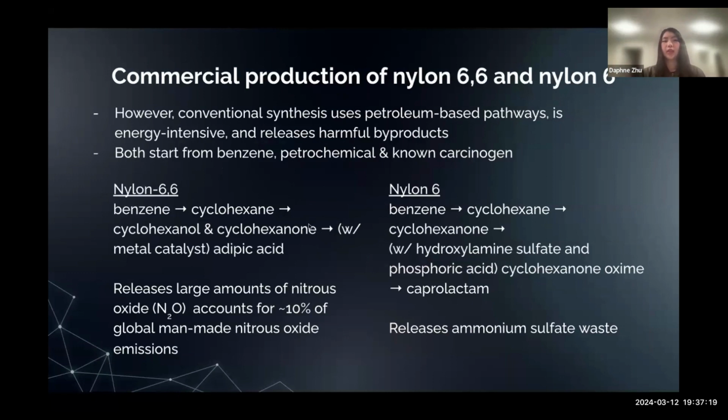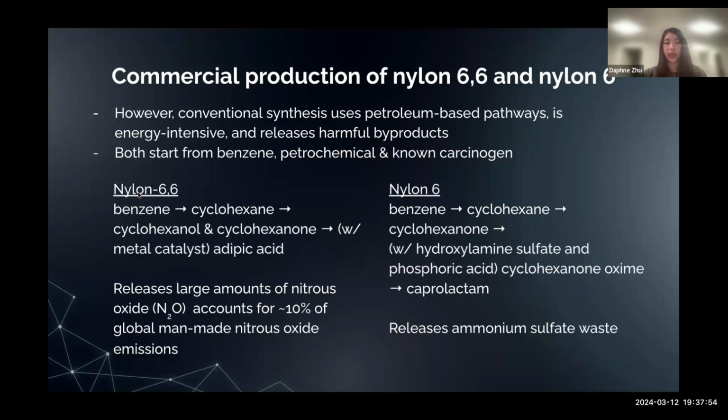So the conventional production methods of nylon 6,6 and nylon 6 are not the most sustainable. They use petroleum-based pathways. They also use a lot of energy input because the reaction requires high temperatures and high pressure. And they also release harmful byproducts. Both of these pathways start from benzene, which is a petrochemical and a carcinogen, which means it can cause cancer.